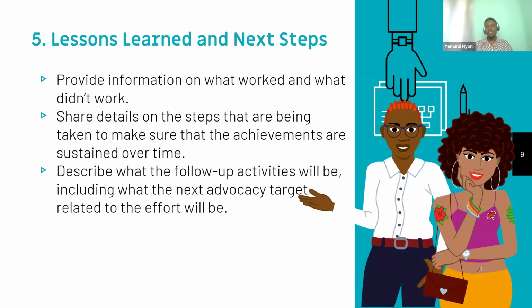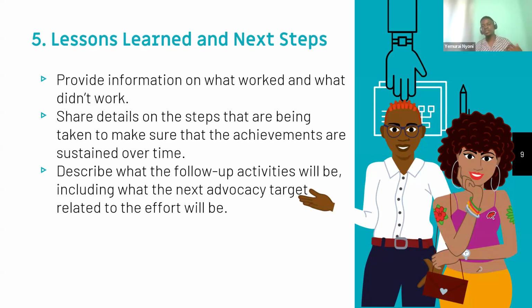Around the lessons learned and next steps, share details on the steps that are being taken to make sure that the achievements are sustained over time. Yes, you can have achieved advocacy success this year, but you have to continue to engage. Accountability, you have to stay involved in the different committees and so forth. How are you making sure that these achievements are sustained even after policymakers change, even after governments shift, even if there's a climate crisis, as is happening in our different countries? How are you making sure that those achievements are sustained over time?